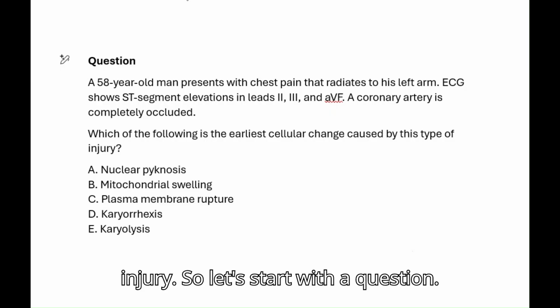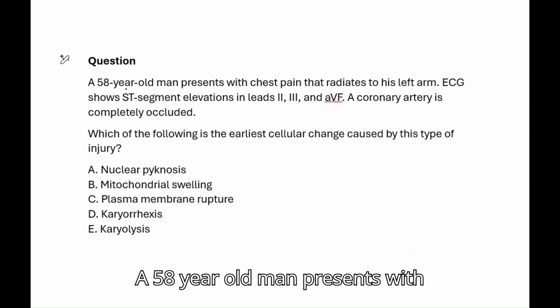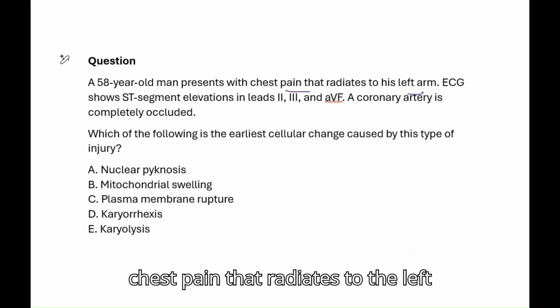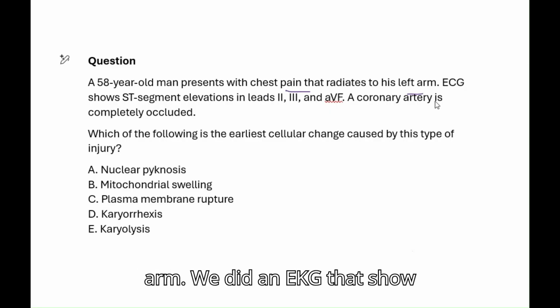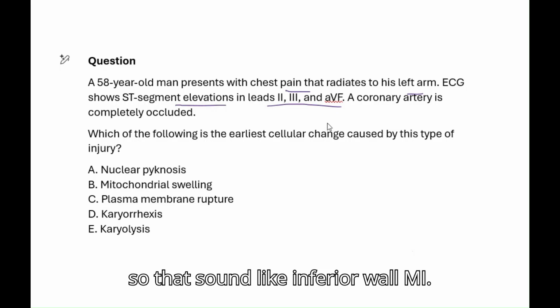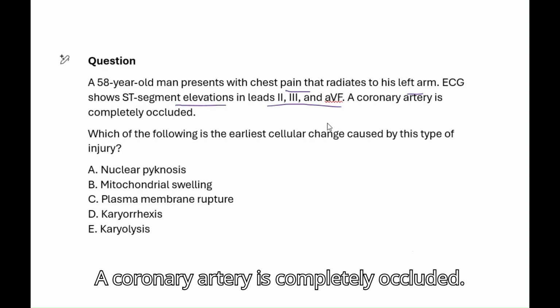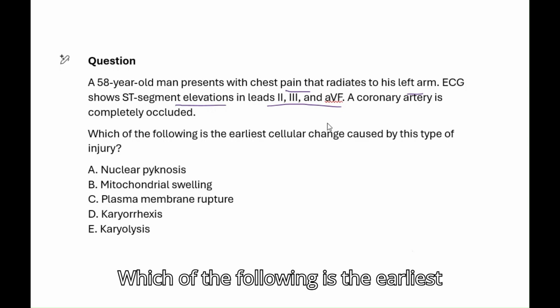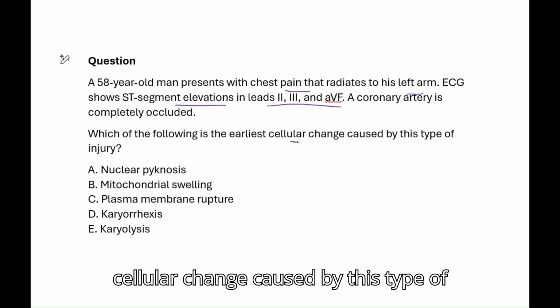So let's start with a question. A 58-year-old man presents with chest pain that radiates to the left arm. We did an EKG that showed ST elevations in lead 2, 3, and aVF. So that sounds like an inferior wall MI. A coronary artery is completely occluded. Which of the following is the earliest cellular change caused by this type of injury?